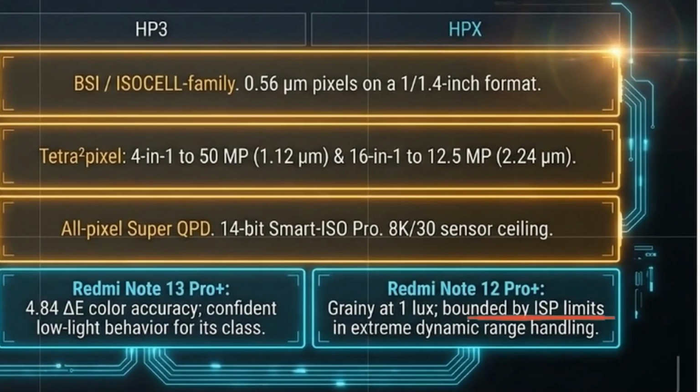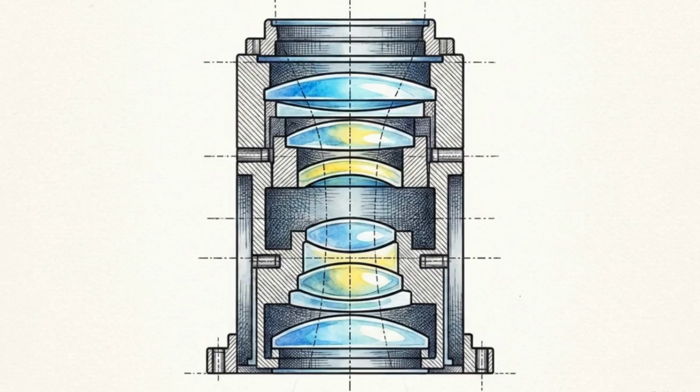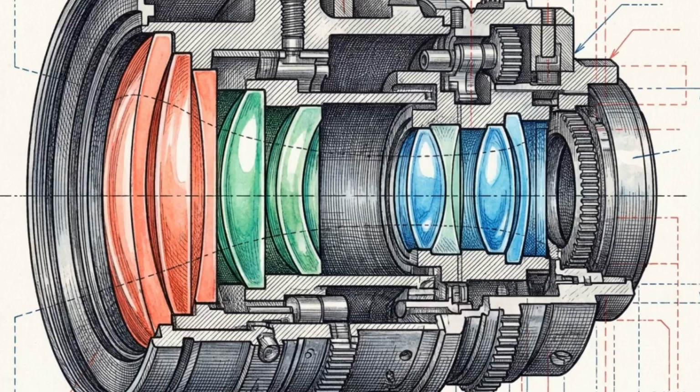The HPX fails because a restricted ISP bottlenecks the hardware, capping a highly capable 8K sensor to a 4K at 30 frames per second ceiling, resulting in grainy low light performance. A theoretical maximum of 200 megapixels is irrelevant if the phone's computational brain lacks the processing power to handle the data. To see the other extreme, we zoom out to the absolute macro level.